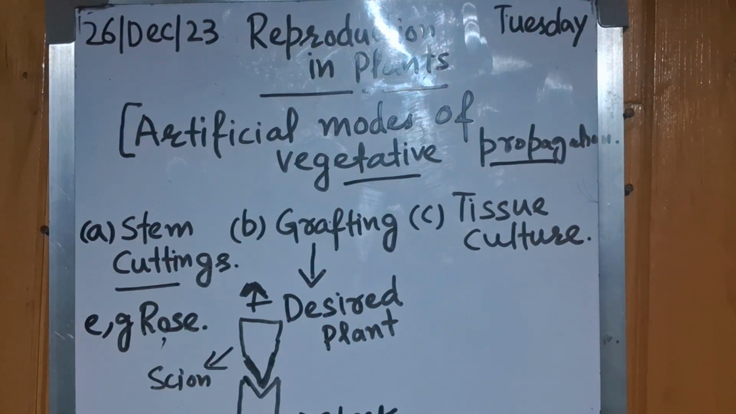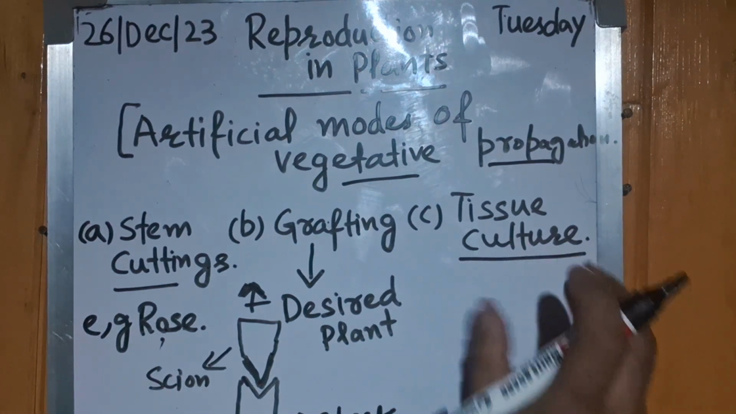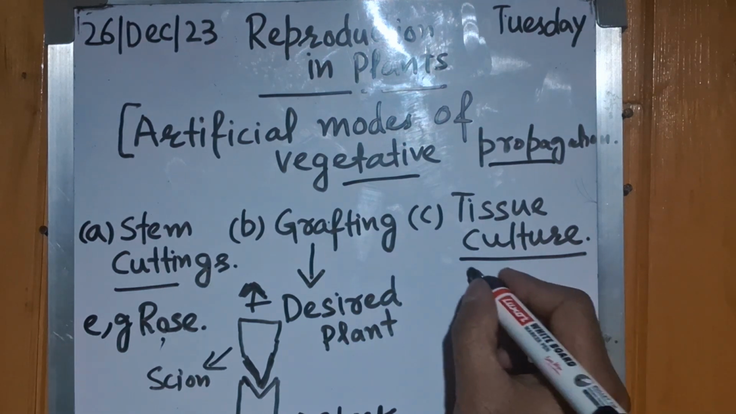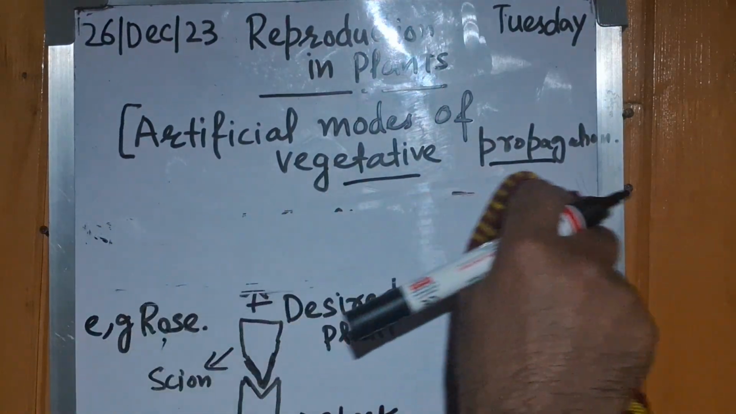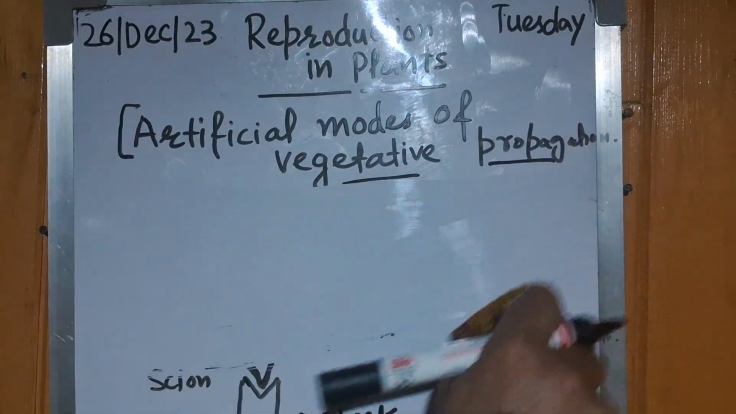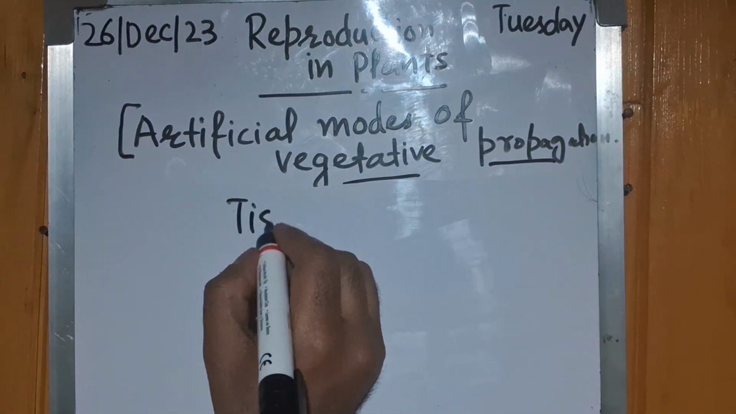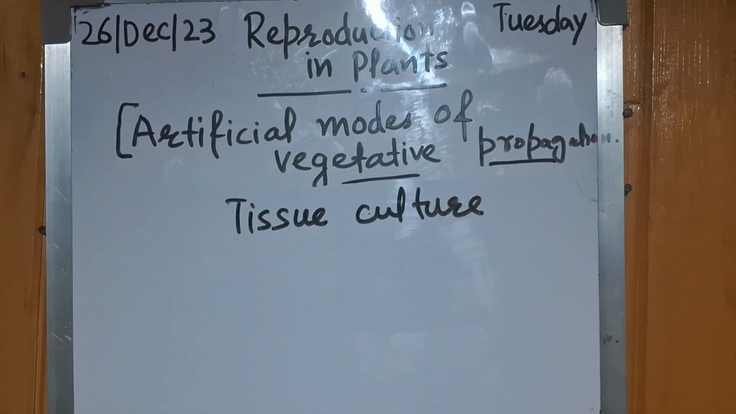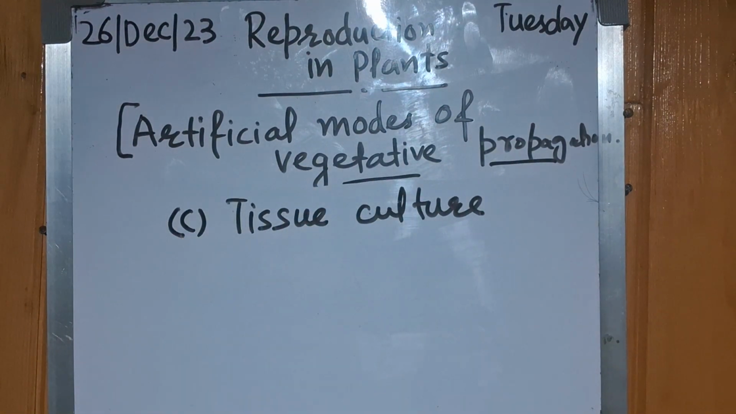And now the third one, that is tissue culture. Tissue culture is a new technique that has been devised by scientists in labs. It is a new technique of vegetative propagation. In tissue culture, this is the third type of artificial modes of vegetative propagation.